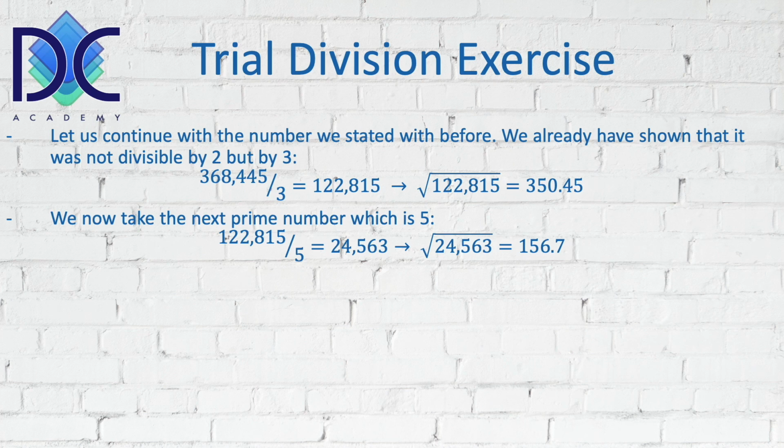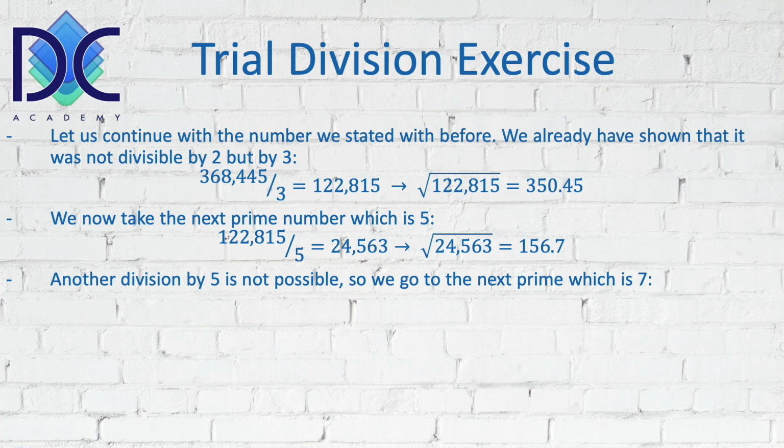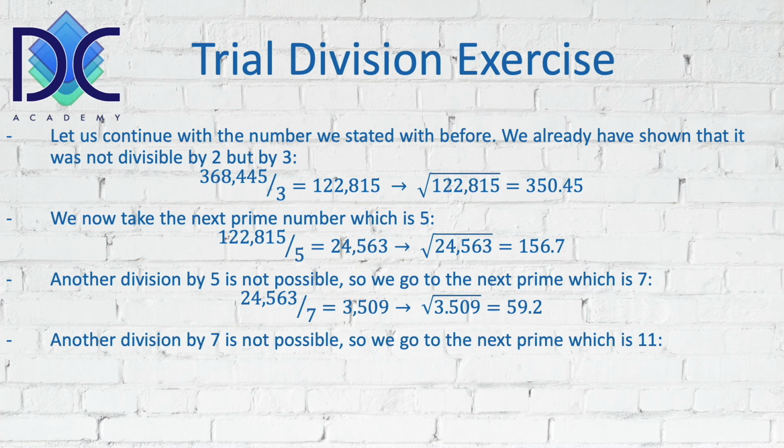we find 24,563, and when we take the square root, we see that the number decreases. Now we come to 156. 156 is clearly not a prime number, but it's an even number. So we go again, another division by 5 is not possible, but we can go to the next prime number. So we find when we divide by 7, it's 3,509, and we see that we're already coming closer to the, let's say, more acceptable prime numbers. 59 is a prime number, so we can continue.